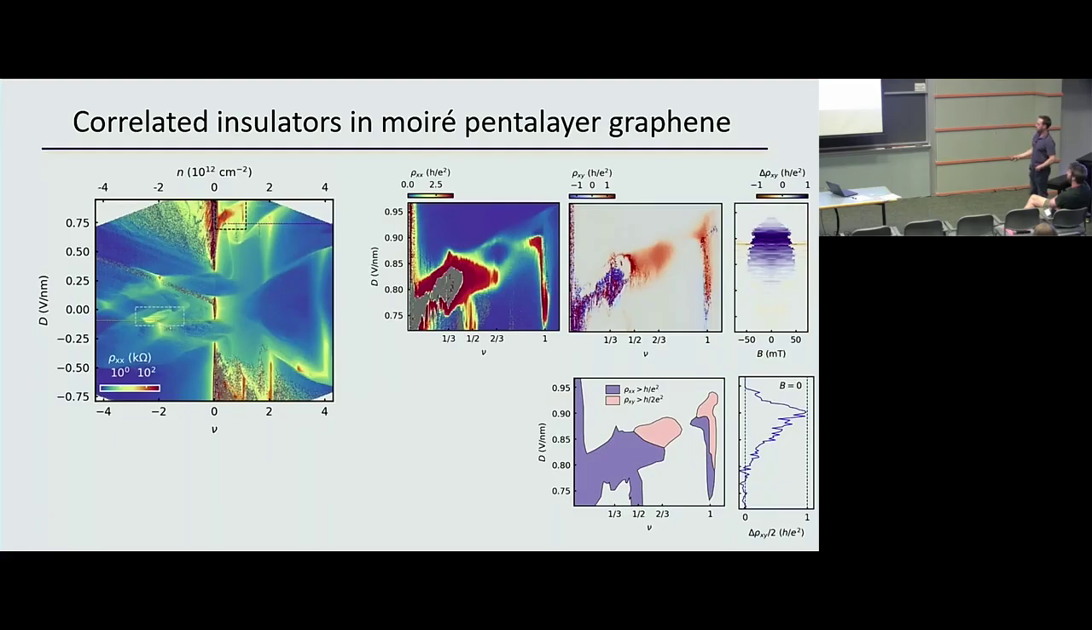So what we see is that there's an extended range of displacement field where we have a large anomalous Hall effect, and it approaches and maybe touches h over e squared at a little narrow window of displacement field, around 0.9 volts per nanometer. And then around 0.8 volts per nanometer, it goes to 0. And even though we see an insulating state, meaning a state whose resistivity far exceeds h over e squared, over an extended range of d, the anomalous Hall effect here has vanished.